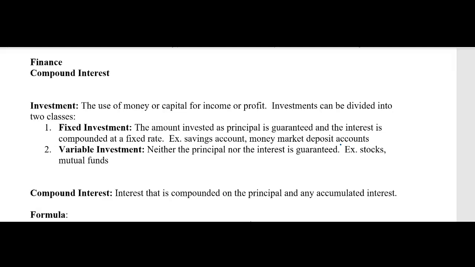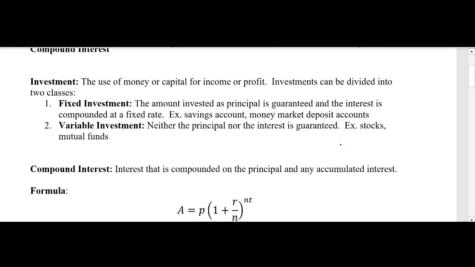Let's first explain what investment is. When we're investing, we're using money or capital for income or profit. And investments can be divided into two classes. We've got fixed investment, which is the amount invested as principal is guaranteed and the interest is compounded at a fixed rate. So a savings account, money market deposit accounts.